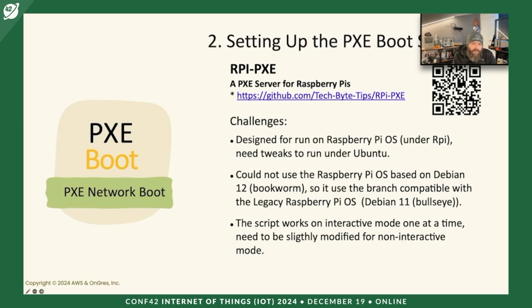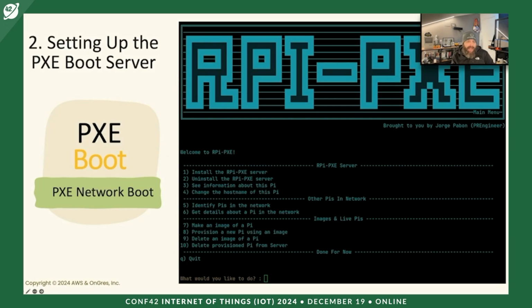This is the way we proceed. Here is how it looks. We usually just use three options: 1, 7, and 8. That is how we install the PXE server. We provision, we get things done.